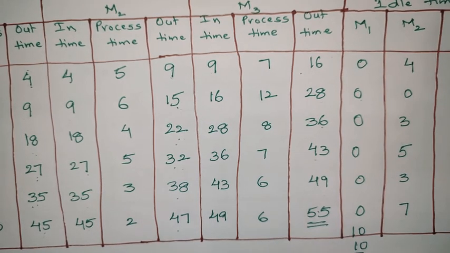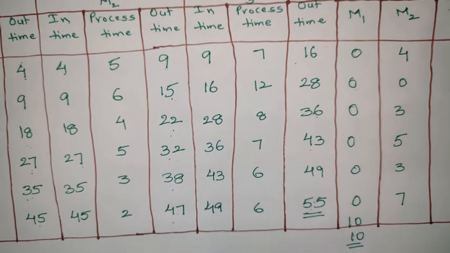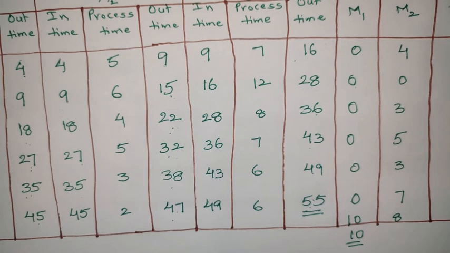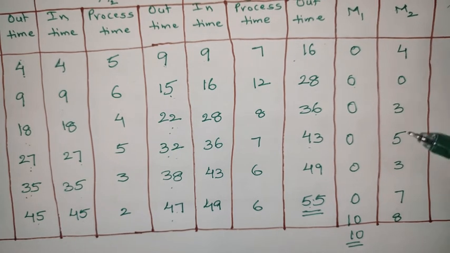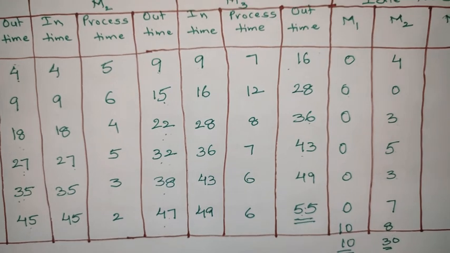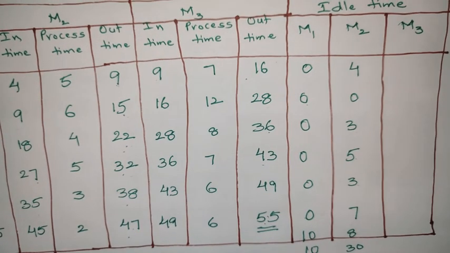So then what is next? Difference of 47 and 55 is 8. Then find the total idle time: 4 plus 0 plus 3 plus 5 plus 3 plus 7 plus 8. So then it will be 30 hours.